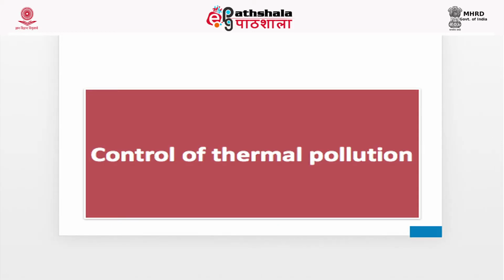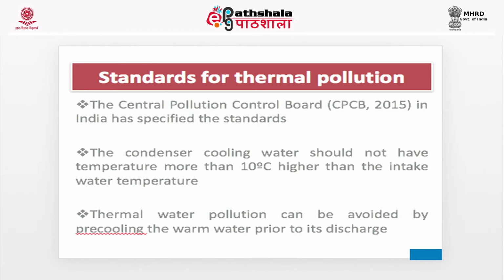Now we will discuss the standards of thermal pollution, as Central Pollution Control Board, that is CPCB 2015 in India, has specified the standards for thermal discharges from thermal power plants. The condenser cooling water should not have temperature more than 10 degrees Celsius higher than the intake water temperature. Thermal water pollution can be avoided by pre-cooling the warmer water prior to its discharge into nearby water bodies.